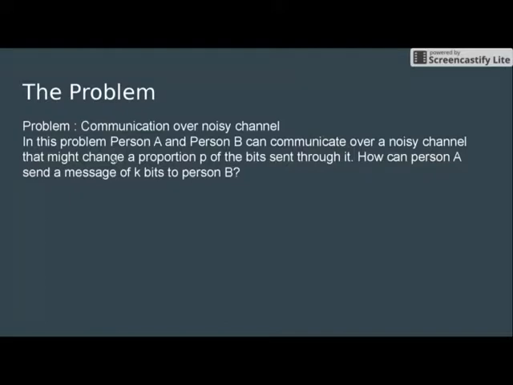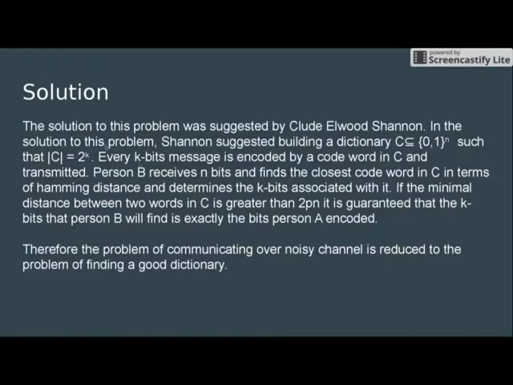In this problem, person A and person B can communicate over a noisy channel that might change a proportion p of the bits sent through it. So how can person A send a message of k bits to person B without the data being manipulated? The solution to this problem was suggested by Shannon.